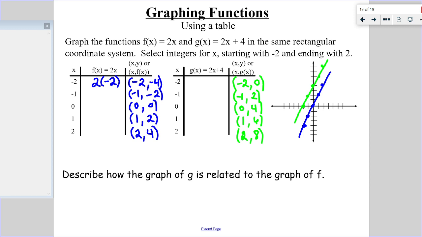What's a math word we could use to describe what's the same between those two lines? Parallel, which means they have the same slope, right? Same slope, so that could be something we say.